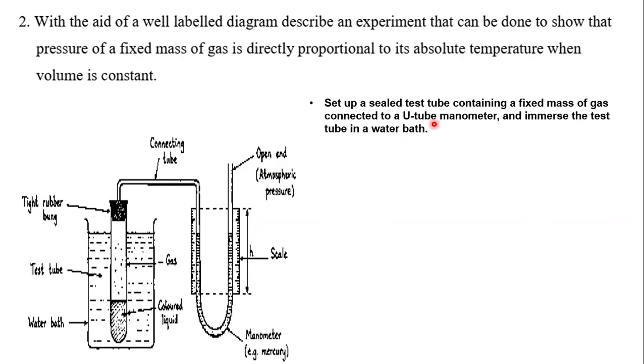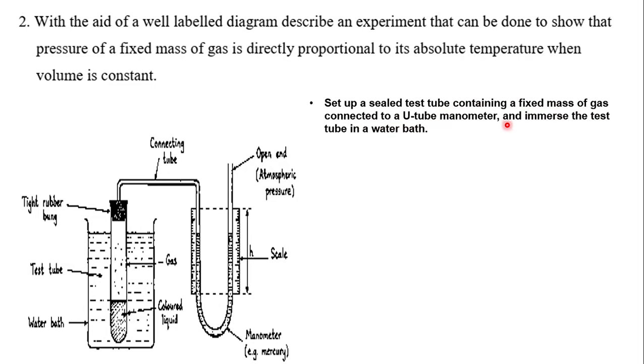So set up a sealed test tube containing a fixed mass of gas. So this is a sealed test tube containing a fixed mass of gas. Remember that the mass of the gas must not change. In other words, this must not be open to the outside because there will be transfer of particles either out or into the test tube. So that's why you have to seal this one here. This must be airtight.